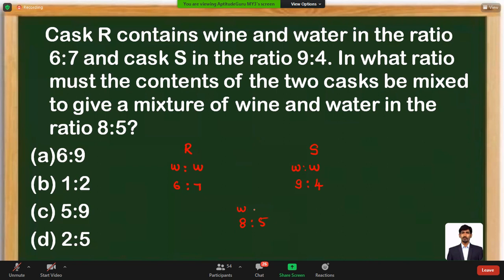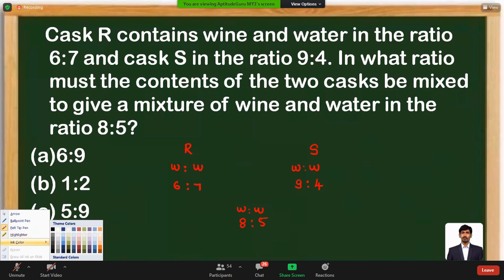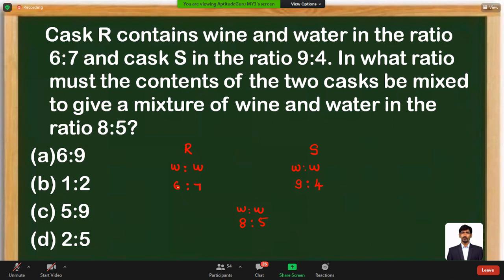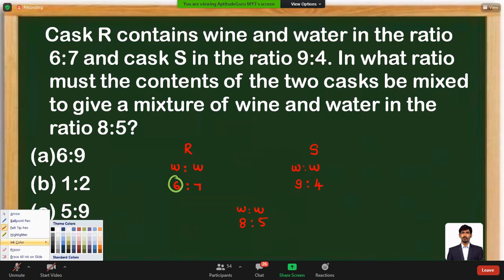So here what you have to do is, when you are solving this type of question, when all the things are given in the form of ratios, solve the question by taking any one of the quantities. That means either you can solve the question by taking wine concentration or by taking water concentration. But take any one of them.